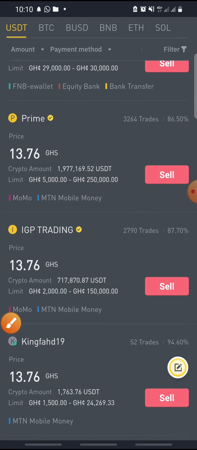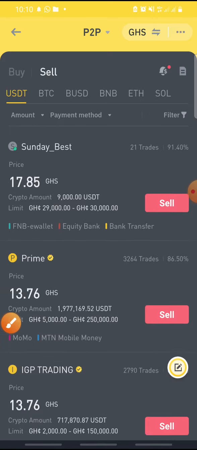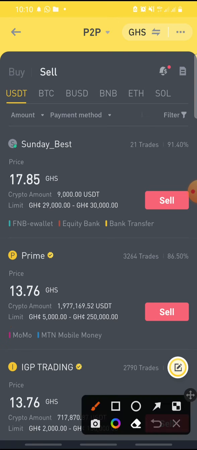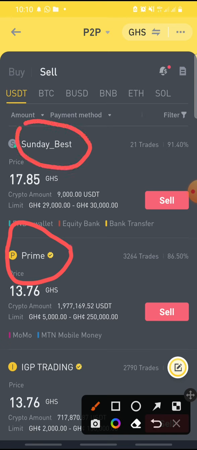However, I want us to compare these two guys. The first guy and then the second guy, Sunday and Prime. Aside from what they are all doing, we equally have more information about the two of them. Sunday Best and then Prime. If you look at Prime, there is something attached to Prime, and then you look here, there's nothing there. Prime has a yellow label, but Sunday Best doesn't have any label. Now, the meaning of the label is that Prime has been certified by Binance, so it's a trusted source of business transaction.